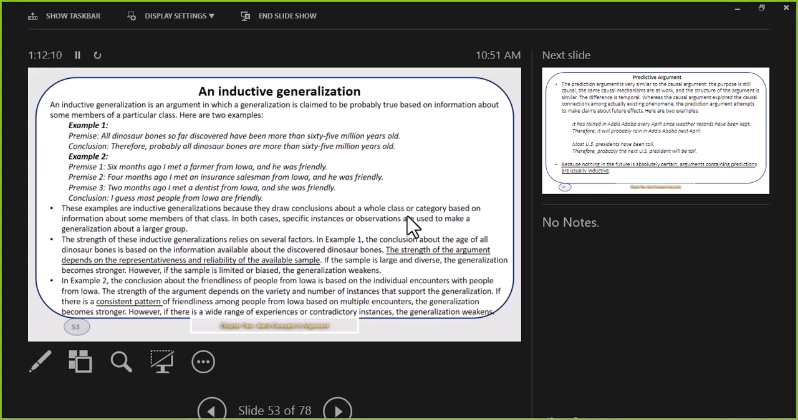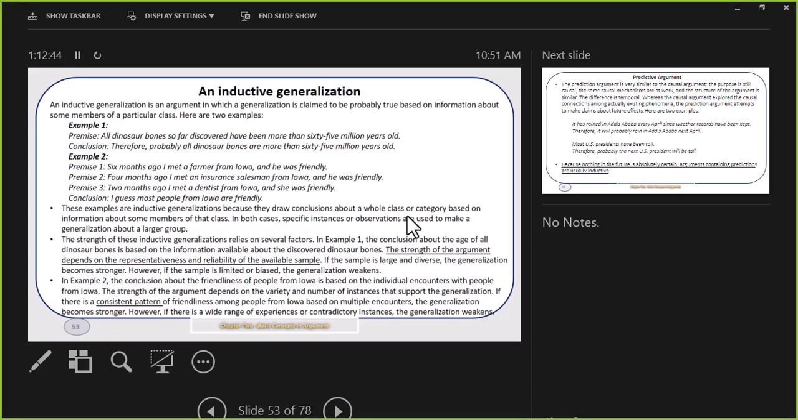But for an inductive generalization to be accepted as a good argument, certain conditions must be met. The sample must be selected randomly, and the sample must be big enough. The sample must be big enough to represent the whole population. The fallacy that arises if this condition is missed is known as hasty generalization. What does hasty mean? The sample is not representative enough. The sample is not big enough to represent the whole population, right?